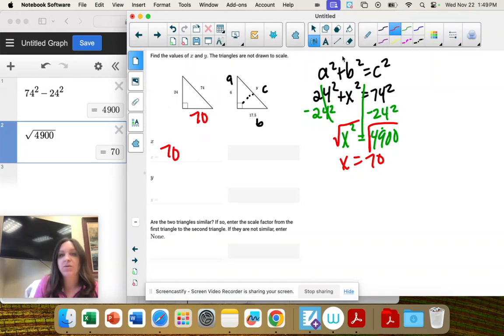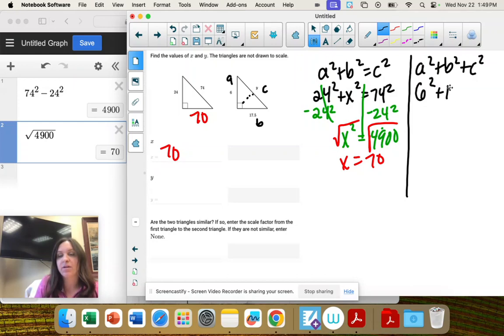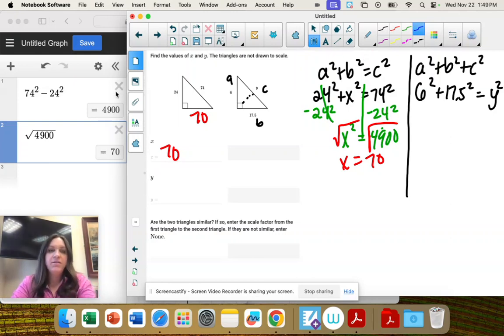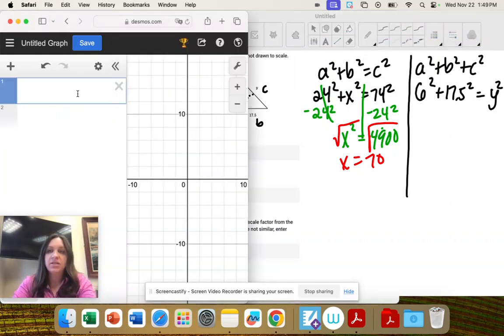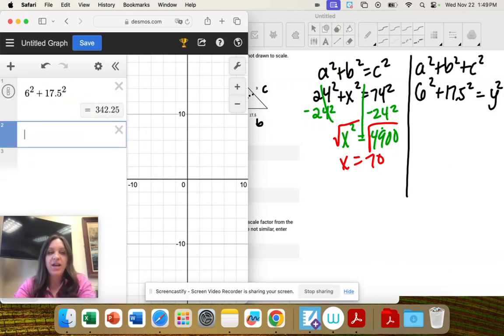Okay, now let's do that again with the second triangle. So Pythagorean theorem, A and B are the legs. So I have 6 squared plus 17.5 squared, and I'm finding y squared. And we don't have to add or subtract because the variable is already by itself. So I have that 342.25.